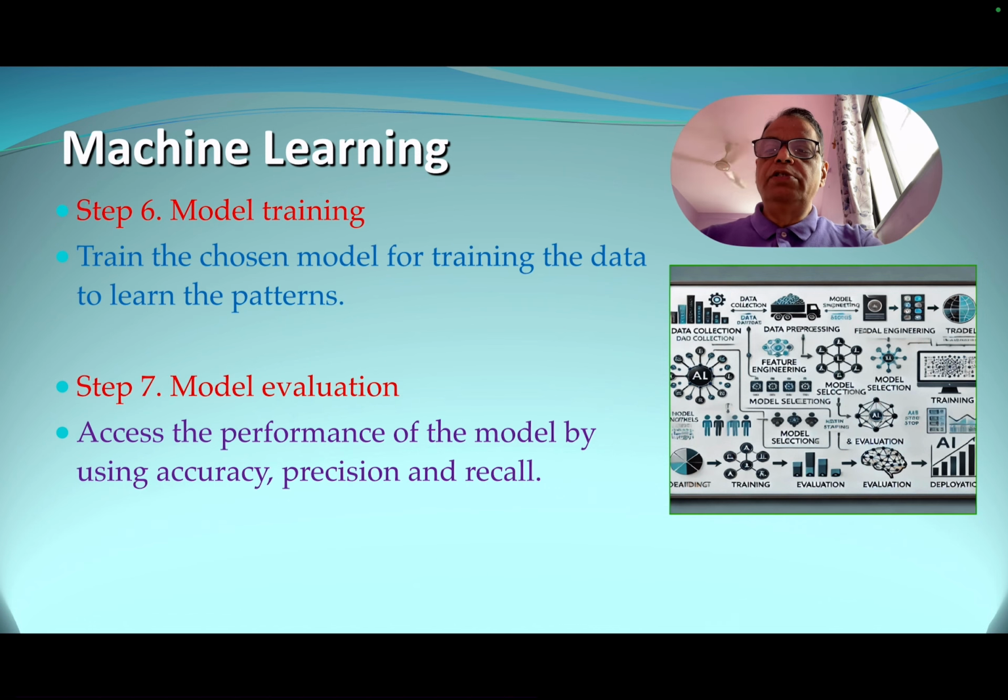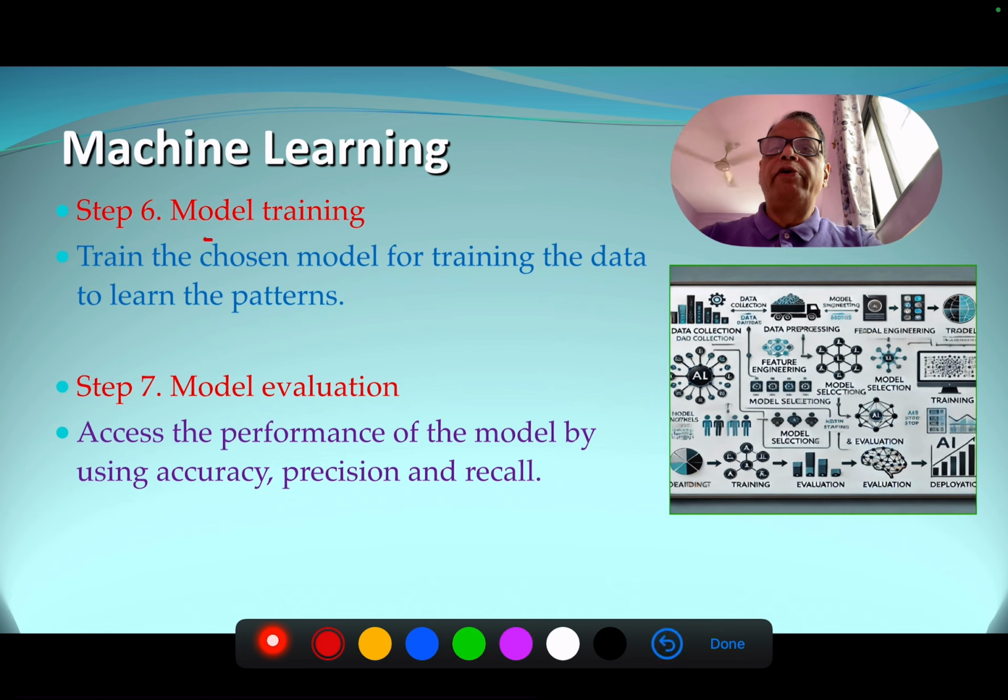In step 6, what we need to do is train our model. So you have to train your chosen model. Say, for example, if you have chosen a neural network, then you have to train the neural network on the training data set, so that whenever you train it, it will learn from the data patterns. And then in step 7, we do the model evaluation. We can assess the performance of the model, and for that we can make use of either accuracy, or precision and recall methods in order to judge the performance of your model.